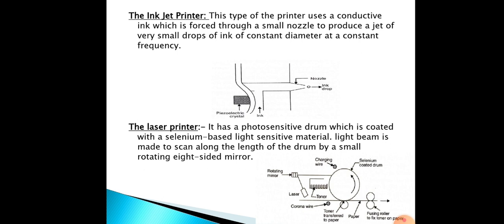So what it will do is produce a jet of very small droplets of ink of constant diameter and constant frequency. So it will spray the ink on that. In one form, a constant stream of ink passes through a tube and is pulsed to form fine drops by a piezoelectric crystal which vibrates at a frequency of about 100 kilohertz.